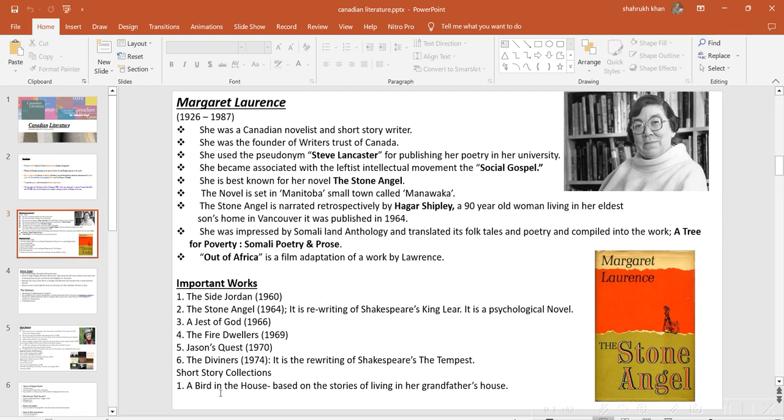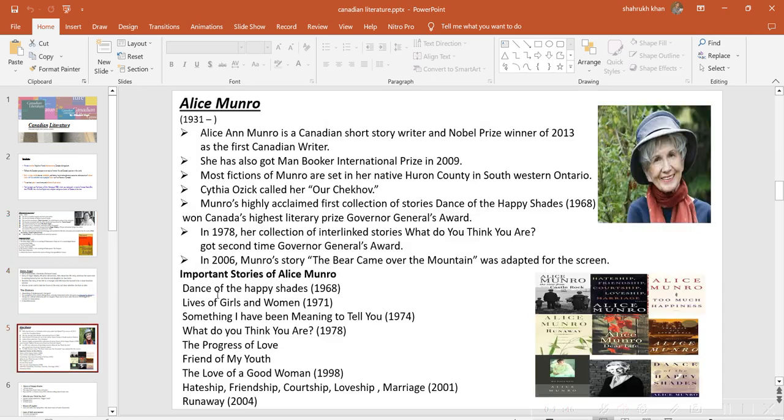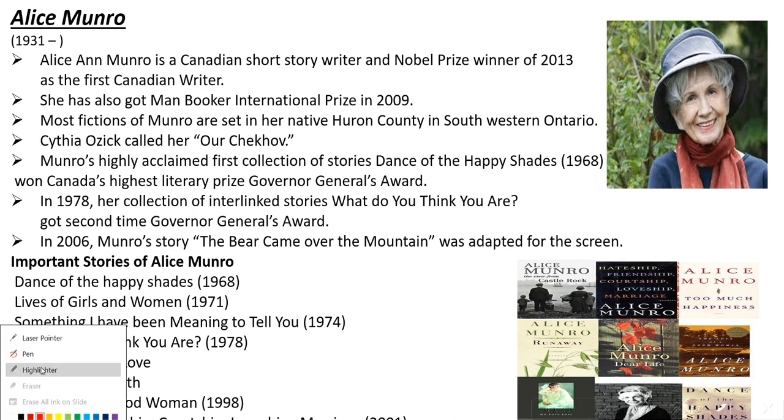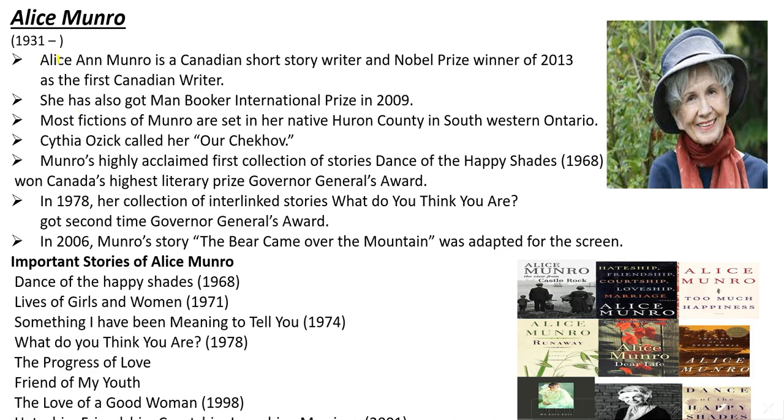Okay. Next, we will move to Alice Munro. Alice Munro was born in 1931, and she is a Canadian short story writer and a Nobel Prize winner of 2013. She is the first Canadian writer who has won a Nobel Prize. She has also got the Man Booker International Prize in 2009, and she is also called our Chekhov by Cynthia Ozick.